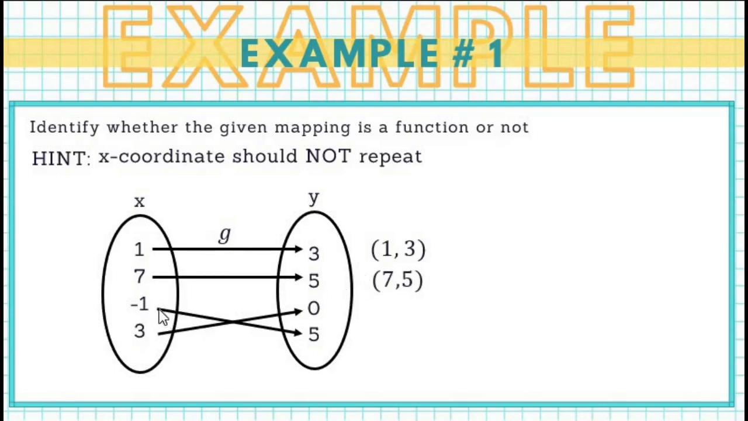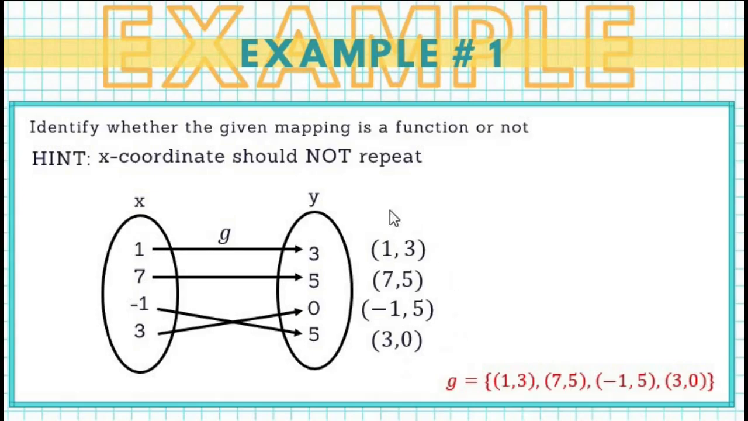Next, for x value -1, we see that it is mapped to y value 5. Therefore, if we write it as an ordered pair, it can be written as (-1, 5). And lastly, x value is 3. It is directly mapped to, this time, 0. Therefore, it can be written as (3, 0). So we can write this mapping as a set of ordered pairs, and the set is G. This is the name of the set, and then the elements will contain the ordered pairs.